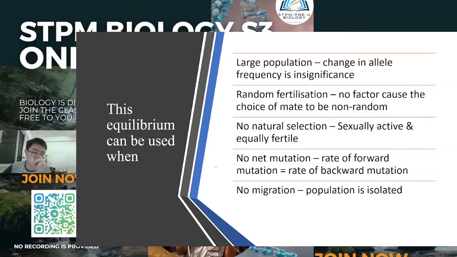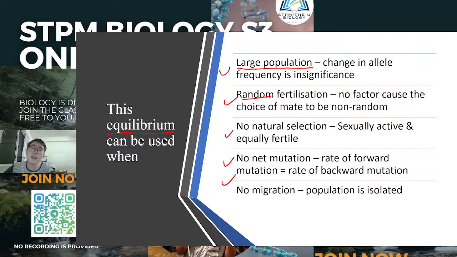This is the theory you need to know: this equilibrium can only be used when it follows these five conditions. If these five conditions hold, then you can use the equilibrium; if not, you cannot. The first condition is that it must be a large population. Then change in allele frequency is insignificant. If the population is very large, the change in allele frequency is not important.